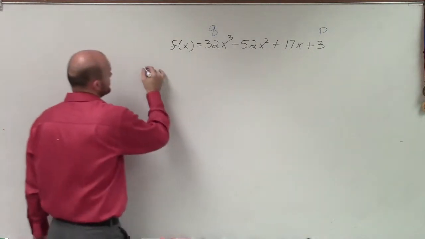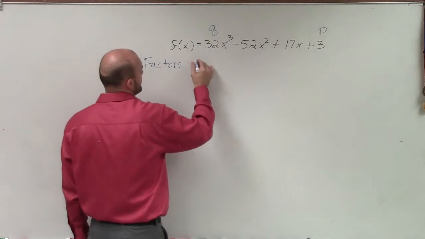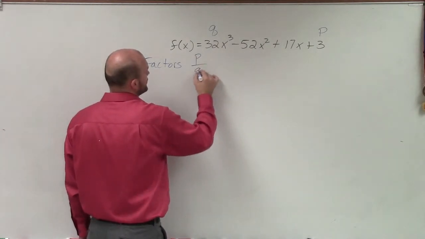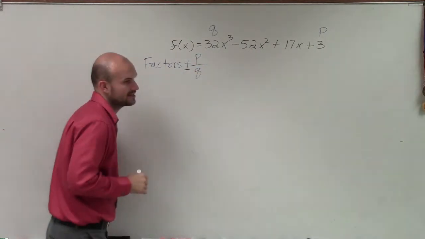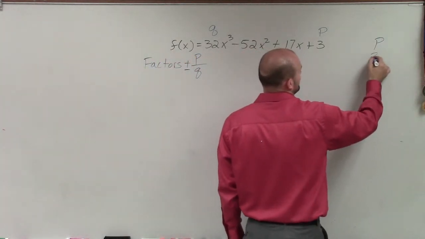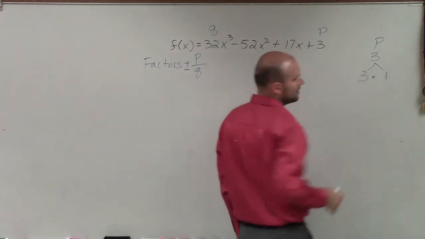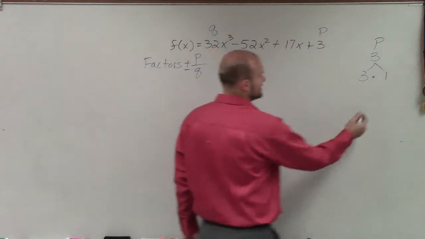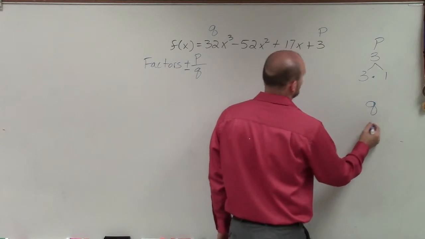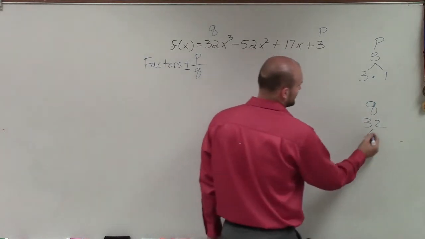What we want to do is determine the factors of p over q, and it's going to be plus or minus. So one thing I might want to do is look at the factors of p, which would be 3. Well, the factors of 3 are pretty easy. It's going to be 3 and 1, right? Then we take the factors of q. Well, q is going to be 32. It's not as nice, but we can still figure them out.